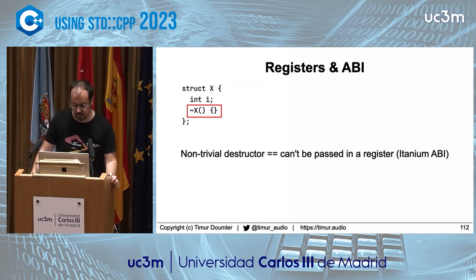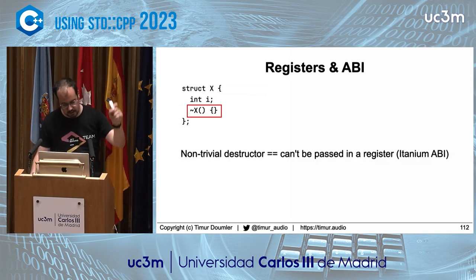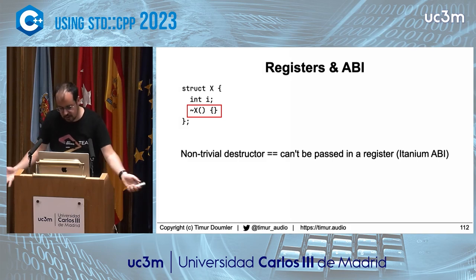Another example that has to do with registers is if you have a non-trivial destructor, then on the Itanium ABI, you can't put that object into a register even though it's just an int, right? So again, that's going to have a performance implication. So you've got to know your ABI.